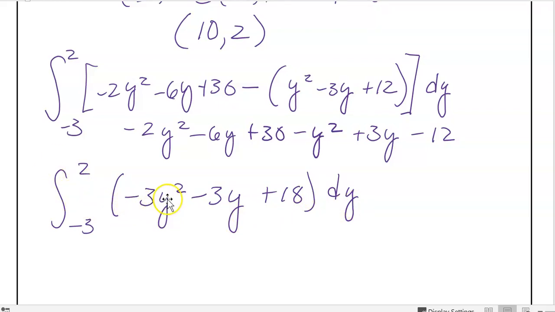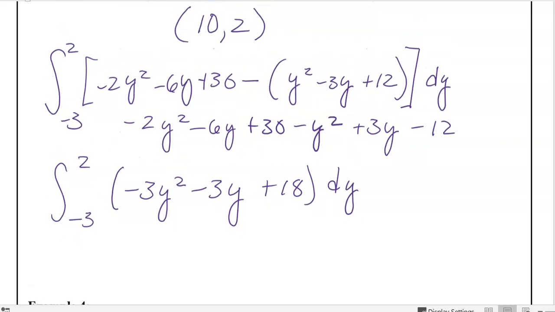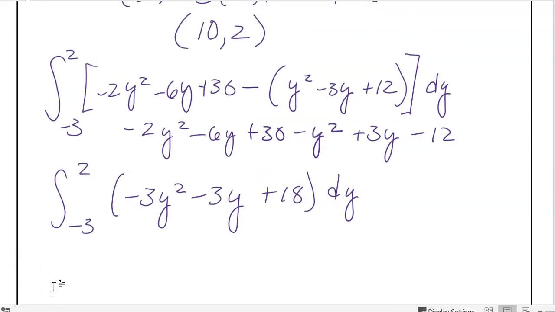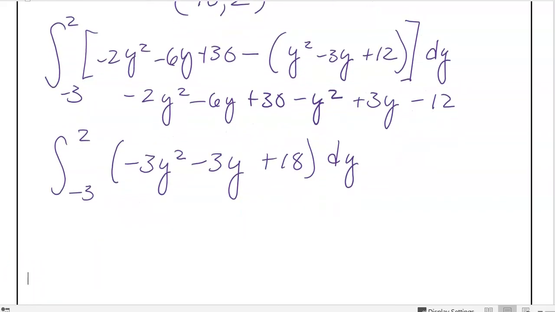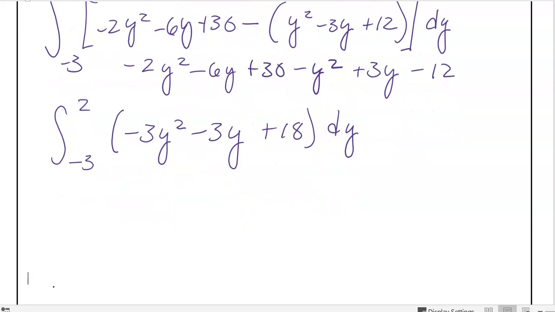In this case, I do have a common factor of 3, which I could pull out, but it'd be just as easy to leave it stay and then pull it out when I plug in the limits of integration. That is probably what I would do. Let's now go ahead and find the antiderivatives.